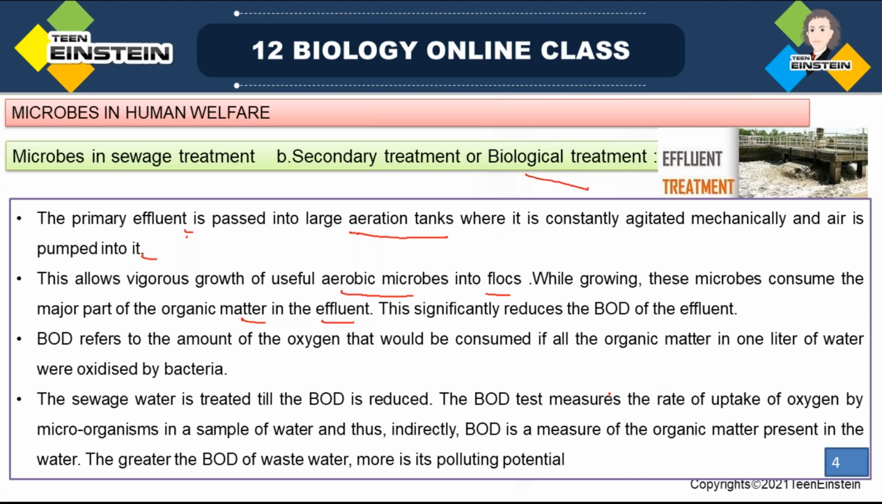Okay, so that growth of the microorganisms reduces the biochemical oxygen demand of the effluent. BOD means biochemical oxygen demand. Since the organic matter is being used by these microorganisms, that reduces the biochemical oxygen demand of the effluent.